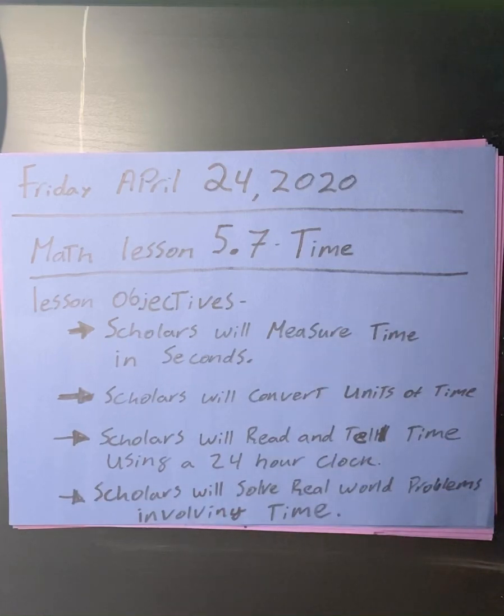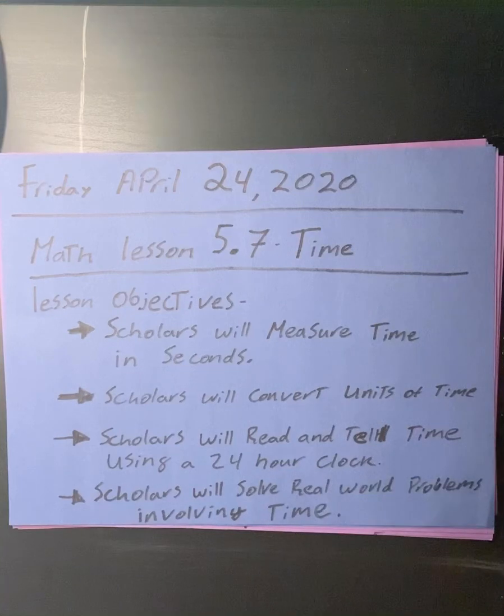Today wraps up chapter 5, and today's math lesson is 5.7, in which we're measuring time, units of time. Unlike distance, volume, and mass, time is universal. We use the same time measurements all across the world: seconds, minutes, hours, days, months, years.